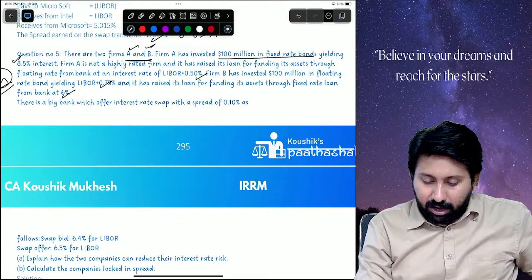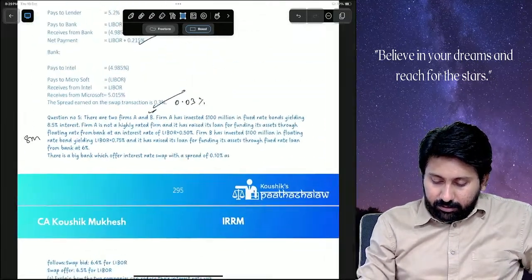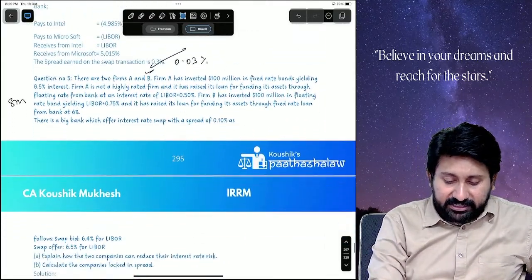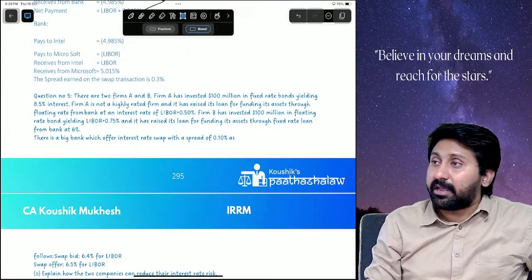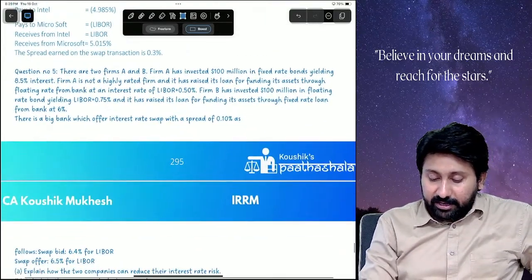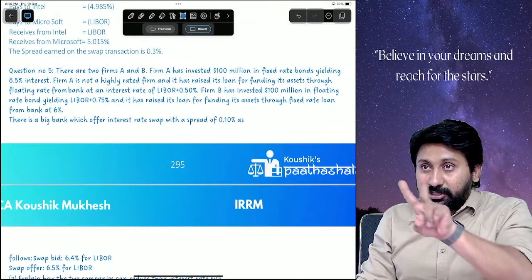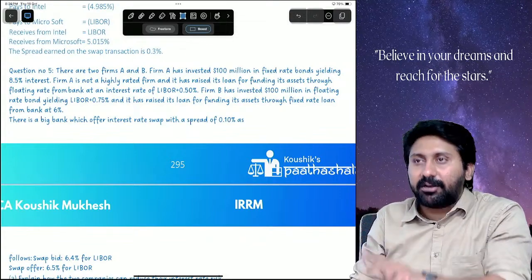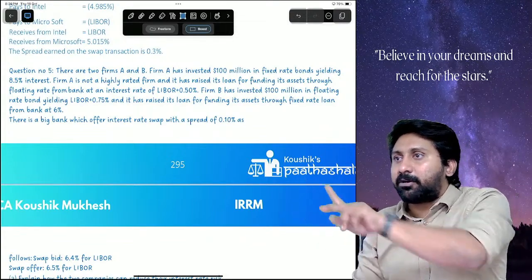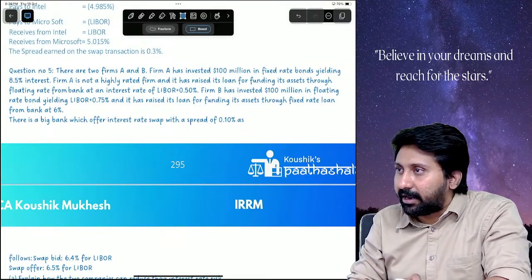First tell me, how many participants are there? I am not asking about the swap dealer. Normally, how many participants are there? 2. Who are they? A and B. How many positions are they having? Only 1 position or 2 positions? 2 positions are there. Both have an investment and a loan. That person also has an investment and a loan. Listening, everyone?